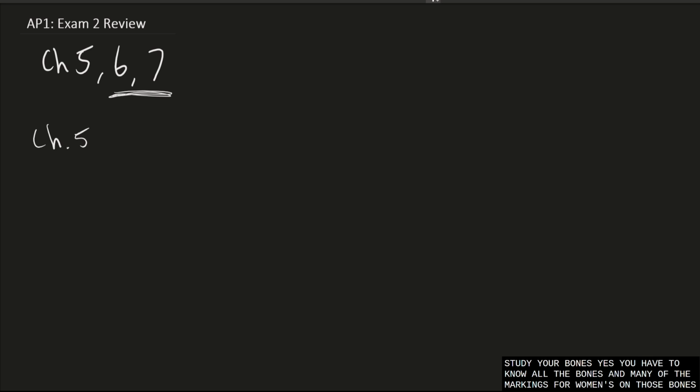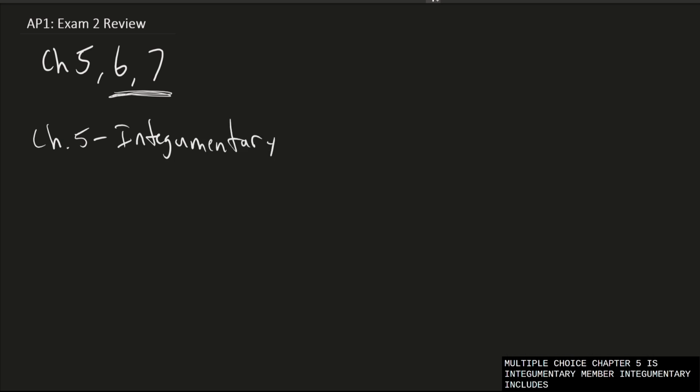Okay, so let's get right into it now. So the exam is then made up of matching, true and false, and multiple choice. So here, chapter 5 is integumentary. Remember, integumentary includes hair, skin, nails, and glands. So that's sweat glands and oil glands. So all the glands are included there as well.